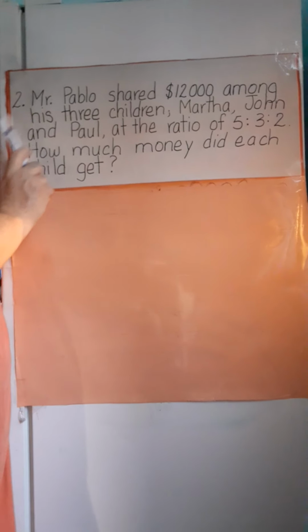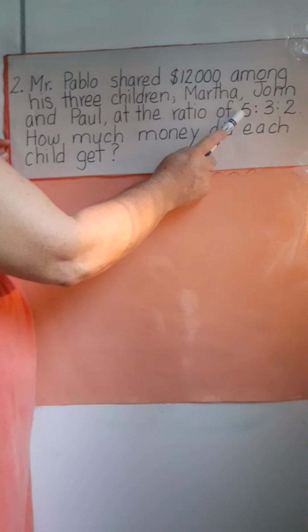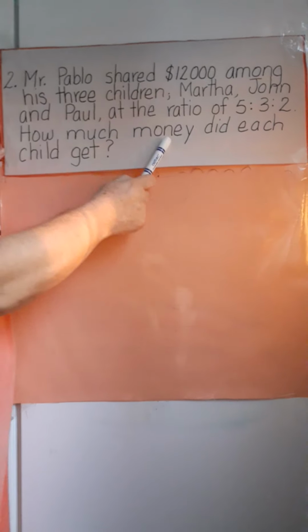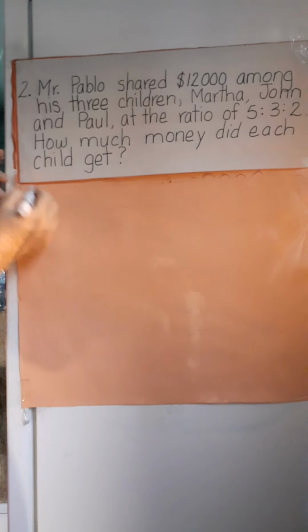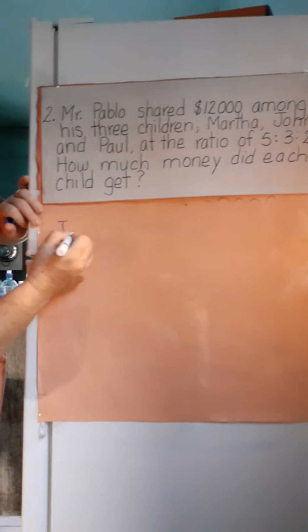It says, Mr. Pablo shared $12,000 among his 3 children, Martha, John, and Paul, at the ratio of 5 to 3 to 2. How much money did each child get? Now look at the problem. First step. Okay? First step. For step 1, we are going to write the name of the children.